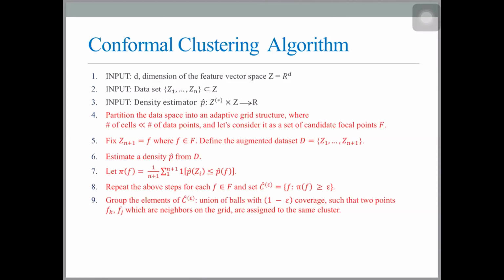In this context, epsilon can be used to trim outliers or isolated points that cannot form a cluster, while the remaining ones are possibly density-connected points that will be in the same cluster. Clusters are obtained by grouping the conform points or focal points in such a way that two points which are neighbors on the grid are assigned to the same cluster.